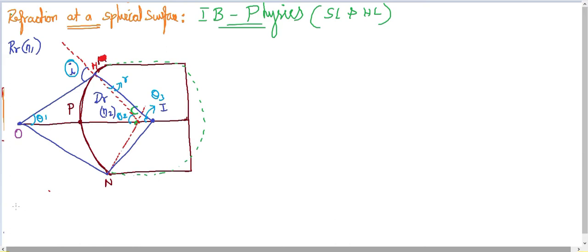Let's move on to the Cartesian sign convention here. The object is placed on the left hand side, so the object distance OP is minus U. Next, the image is formed on the right hand side, so the image distance PI is plus V. The radius of curvature is PC, which is also on the right hand side, so that is plus R. So we have written all the Cartesian sign conventions for object, image and radius of curvature here.